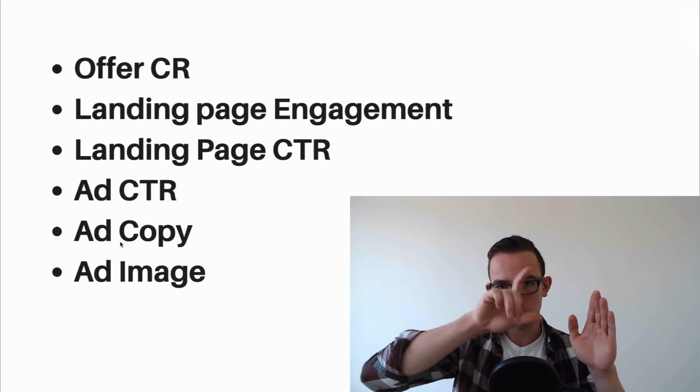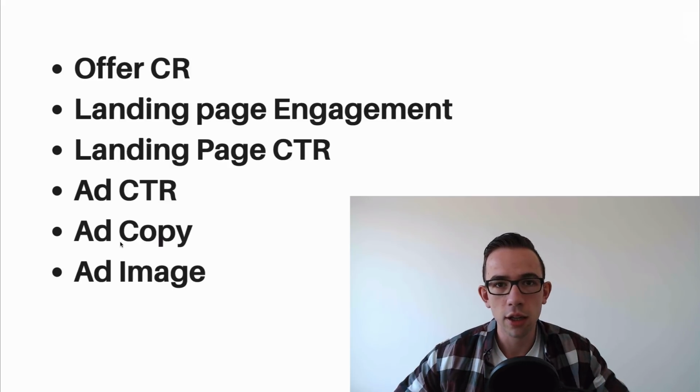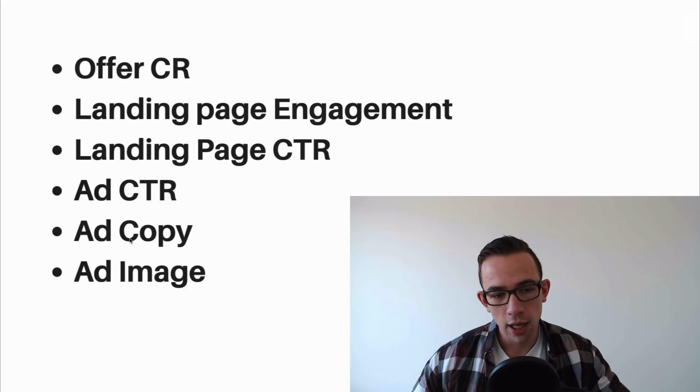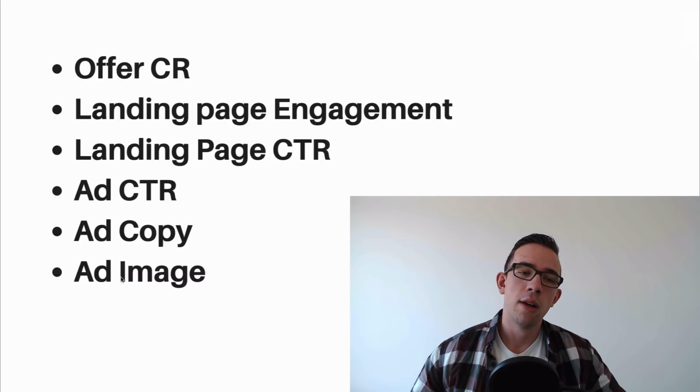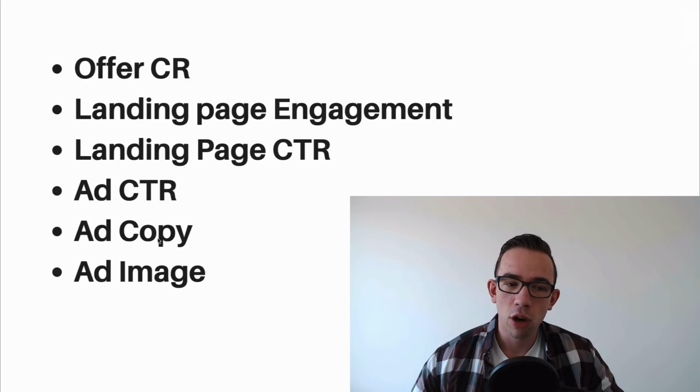So it's like 2 variables there. You just change that all the time. Then next to the copy, a little bit less important, but more for the pattern interrupt, is the image. See, on the ad level, you can already mix out 2 images. You already have to test 2 things.